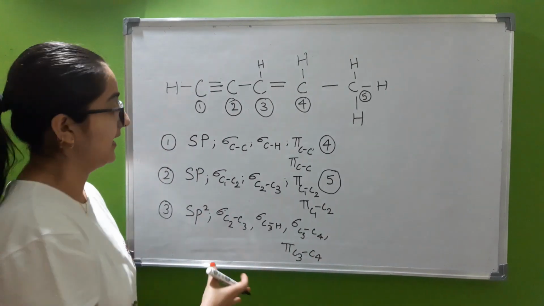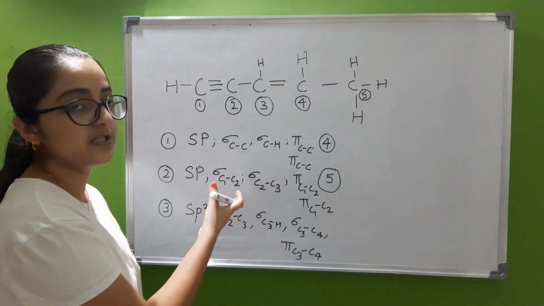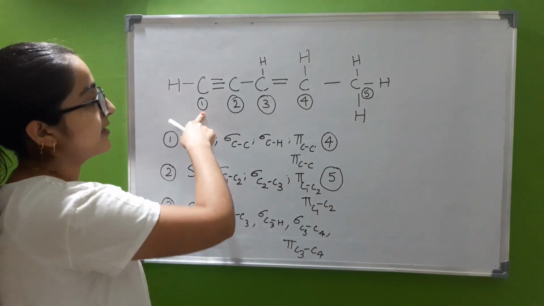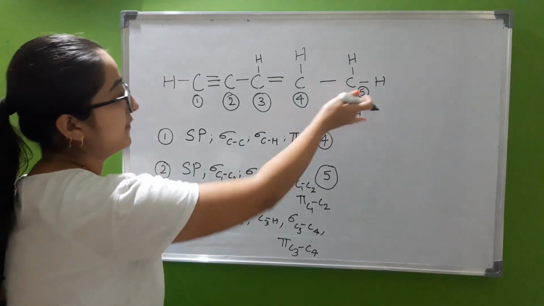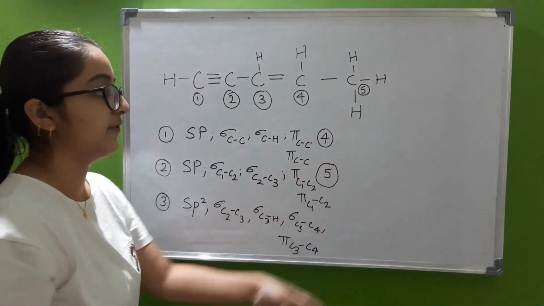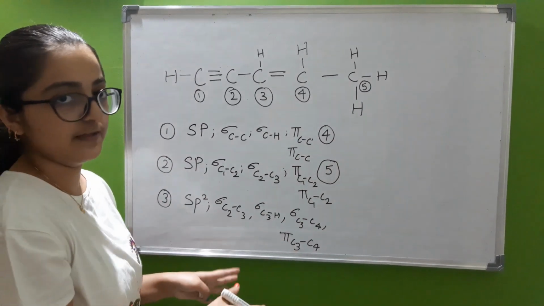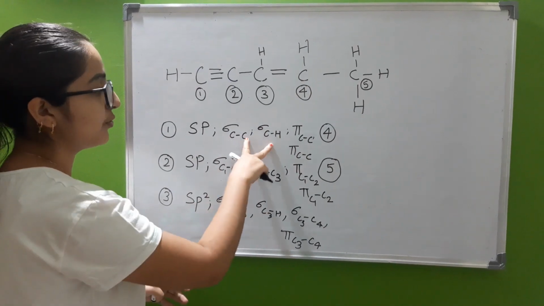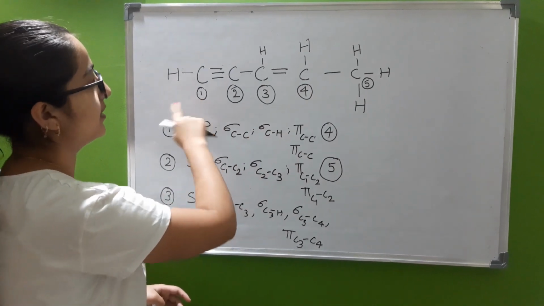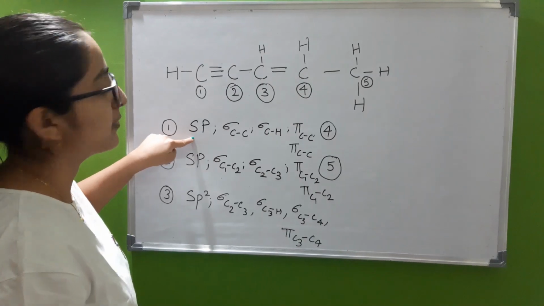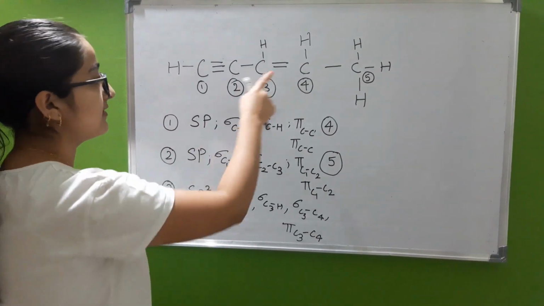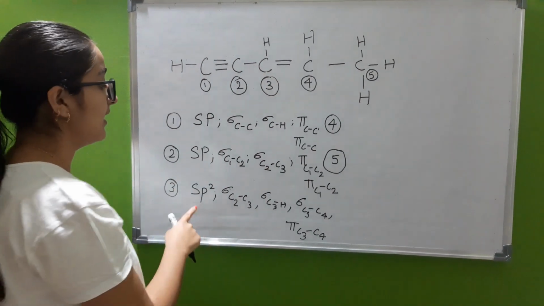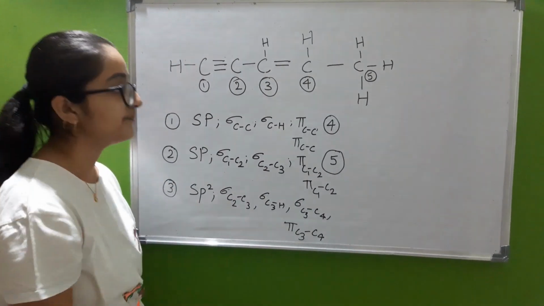Sometimes in our exams they ask what are the number of sigma bonds present for the first carbon, or what is the hybridization of the first carbon, or of the fifth carbon. So this is a good explanation of that. In the exam you just have to write that there are 2 sigma bonds present for the first carbon and 2 pi bonds. Hence you can conclude that its hybridization is sp. For the third one, since there is only one pi bond present here, its hybridization is sp2.